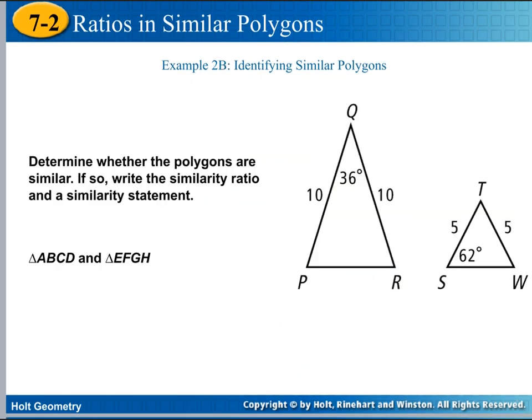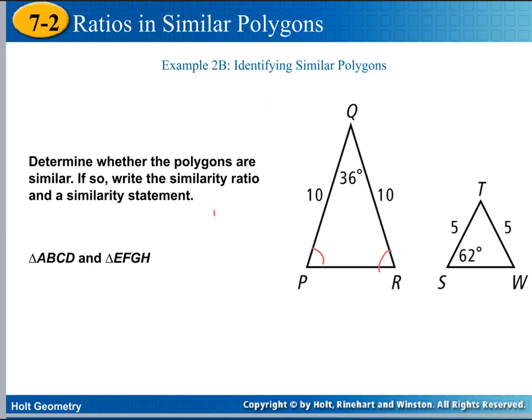So now we're going to look at an example with 2 triangles, and we can see these triangles do not look like they're the same shape, but just because they don't look the same doesn't mean they are not the same. So we have to check this out. One of the things I notice is the first triangle here is an isosceles triangle. It's got 2 sides that are 10 and 10. And so if that's true, then these two angles at the bottom here have to be congruent. They have to also be the same.